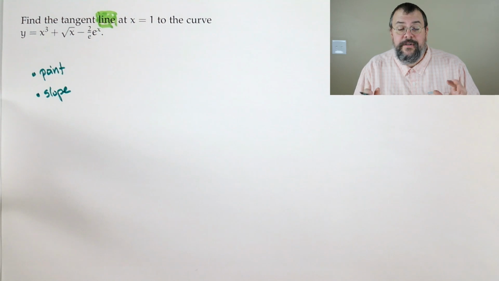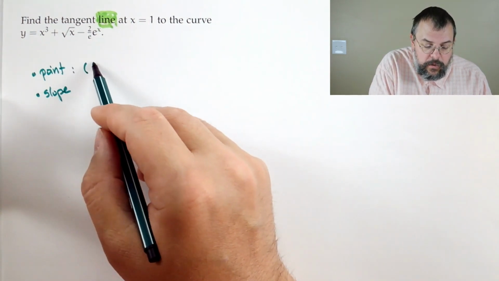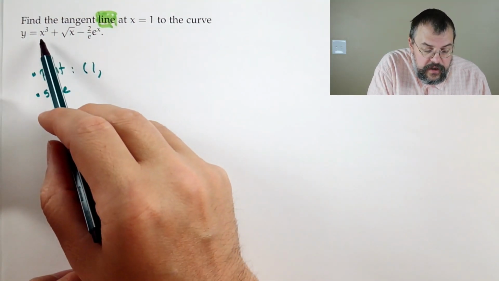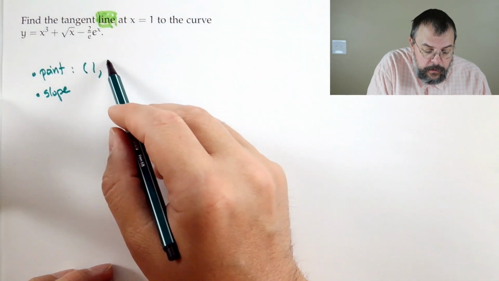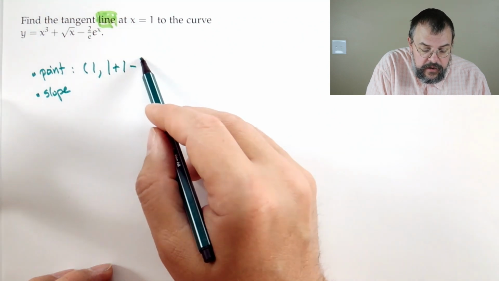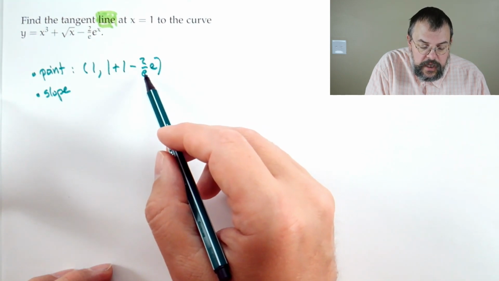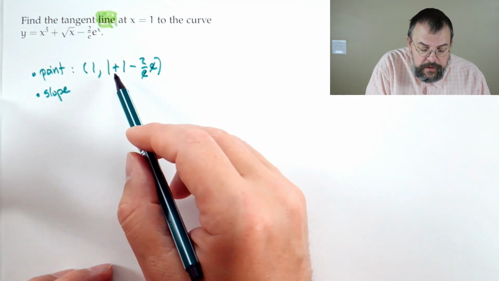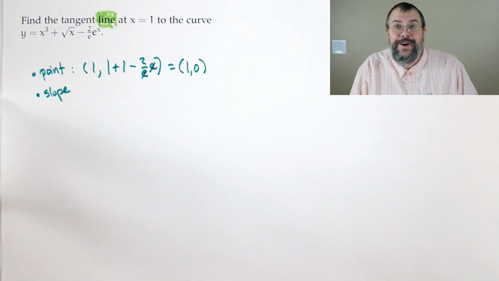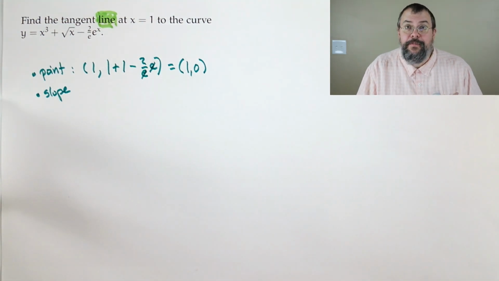Now the point's usually the easier one, because I know the x-coordinate. So 1, comma. How do I get the y-coordinate? Well, we plug it in. We'd have 1 cubed, which is 1, plus the square root of 1, that's 1, minus 2 over e times e to the 1. Well, e to the 1 is e. The e's cancel. 1 plus 1 minus 2 becomes 0. So there's our point, 1, comma 0. That's pretty easy. All right, how do we get our slope?